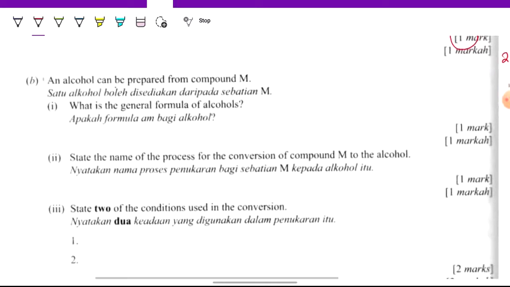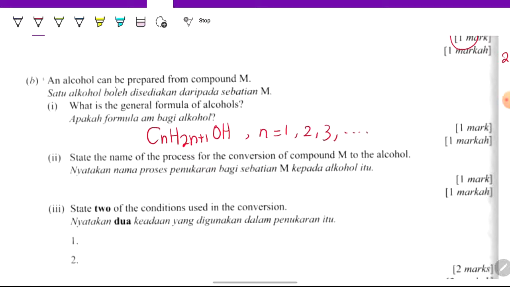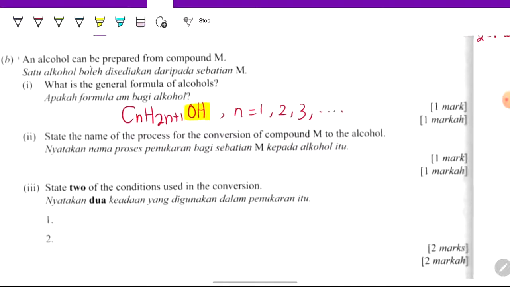And alcohol can be prepared from compound M. Compound M is but-1-ene. What is the general formula for alcohol? Alcohol, we know that is CnH2n+1OH. N starts from 1, 2, 3 and so on. The functional group for the alcohol is hydroxyl, OH. State the name for the process of conversion from M to alcohol. This one is very popular. This one is hydration.